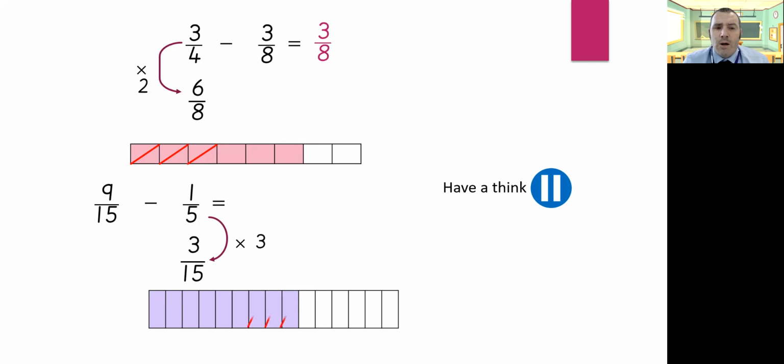We go back to our bar and we cross through 3 and we count up how many are left. There are 6 left. Now we could leave the fraction like this, or we could make it a bit neater. Both of those numbers are in the 3 times table. So I can make that 2/5. I can divide 6 by 3. I can divide 15 by 3. So that's our fraction. That's the best form that fraction can take.